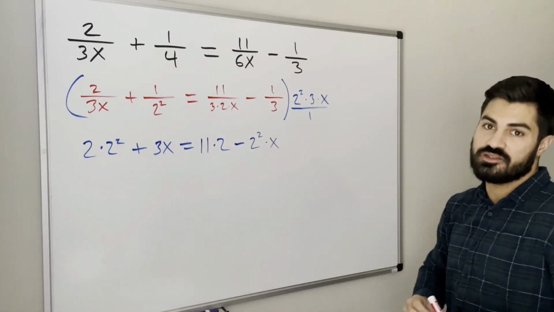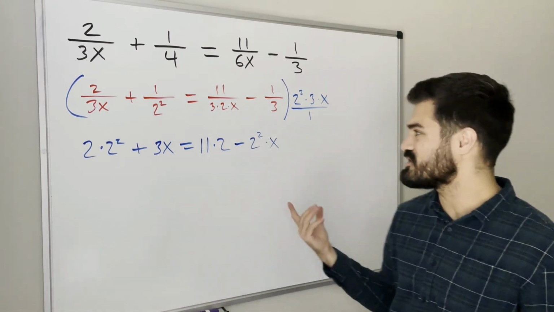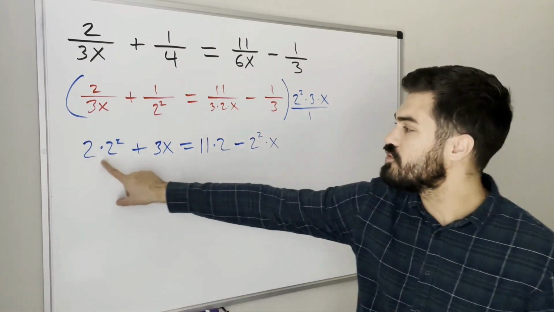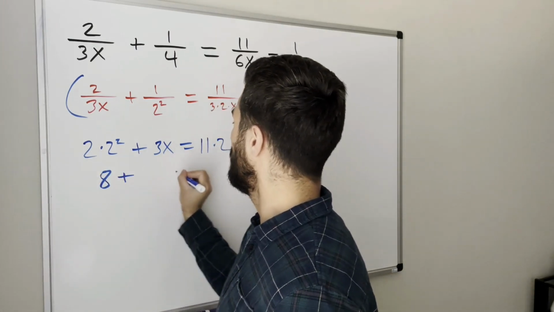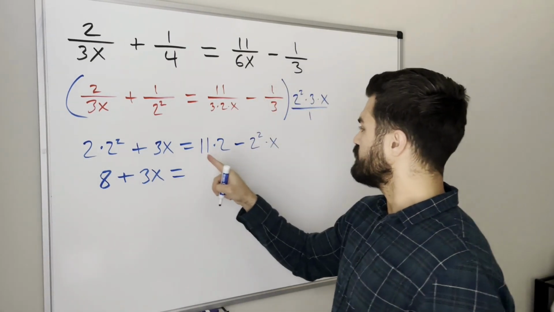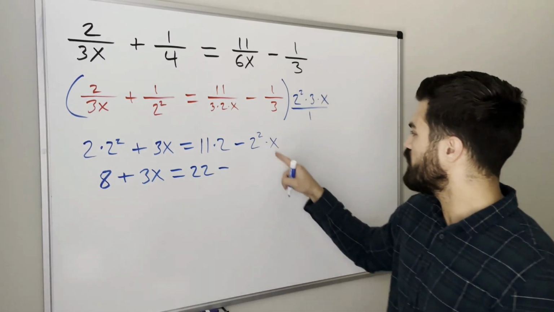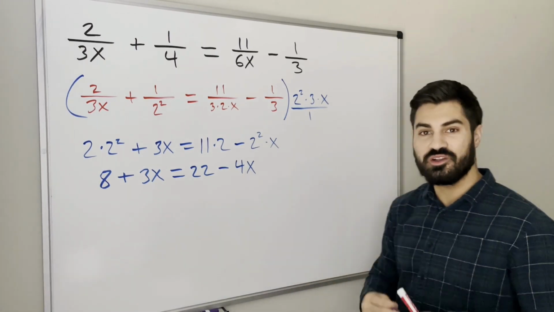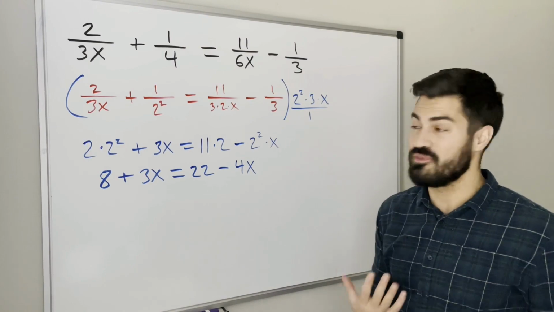Now we can write this. We can start multiplying stuff out, right? We don't have to keep it in factor form anymore because now it looks like it's going to be a linear equation that we could solve. So 2 times 2 squared, that's going to give us 8 plus 3x, we can just leave that alone for now, equals 11 times 2, that's 22, minus 2 squared times x, that's 4x. And we do have now a simple linear equation that we can solve for x and then go back and check our solution and make sure that it's correct.